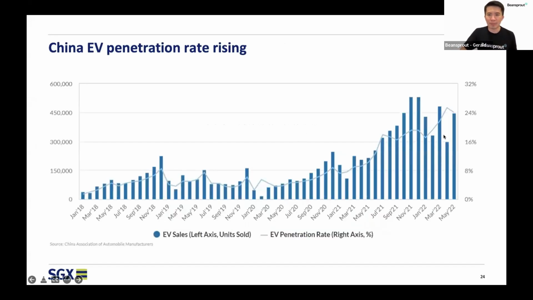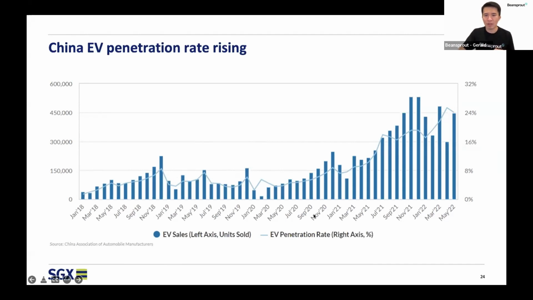The other interesting fact would be the penetration rate of electric vehicles. Okay, so this would show you the EV sales in the blue column. But what we also show in this chart is the EV penetration rate. And what this EV penetration rate shows us is, for every vehicle that's being sold in China, what percentage of it is an electric vehicle. If we were to look at, say, 2019, 2018, the figure would be maybe below 10%. So for every 100 vehicles being sold in China, less than 10 would be an electric vehicle.